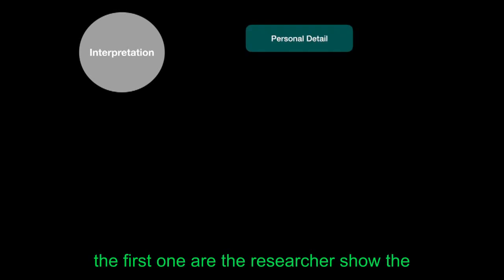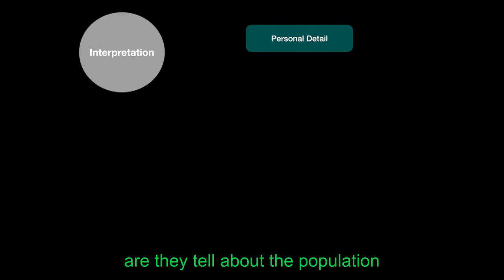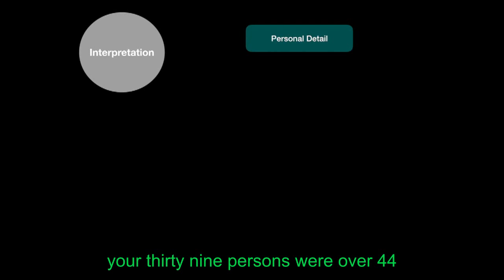Now let's move on to the interpretation of the result. Okay, the first one, the researchers show the personal detail. For the personal detail, they tell about the population, the sample group's age, like 39 persons were over 44 years old, like this.